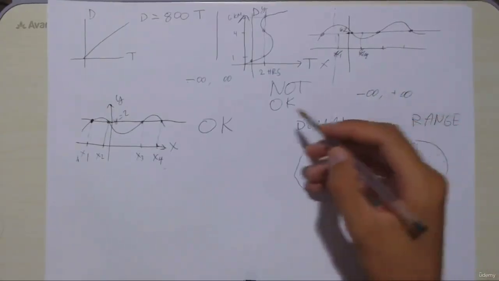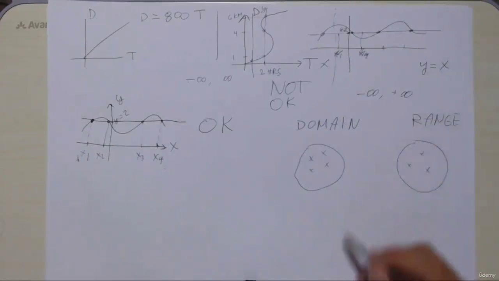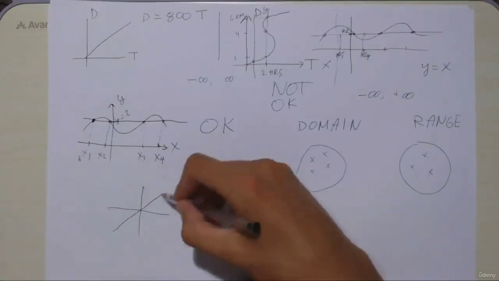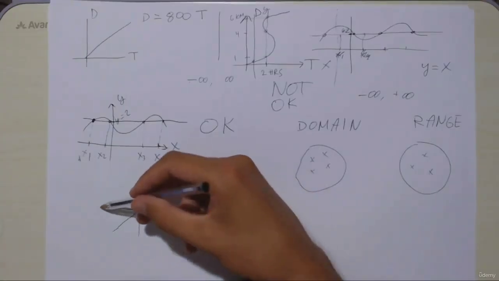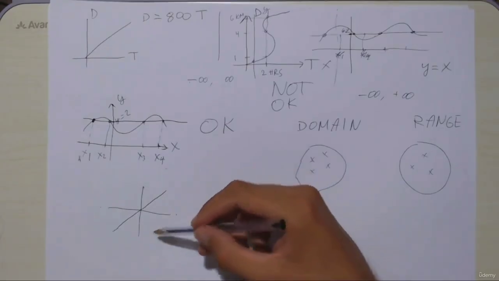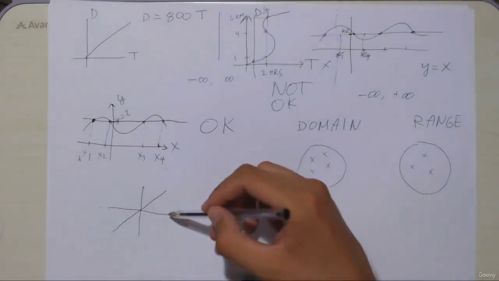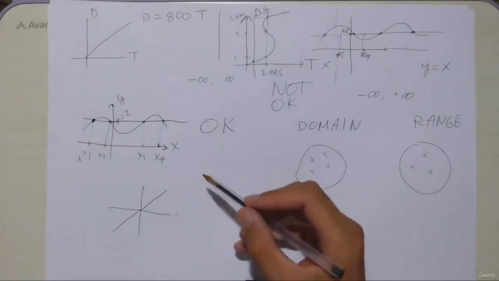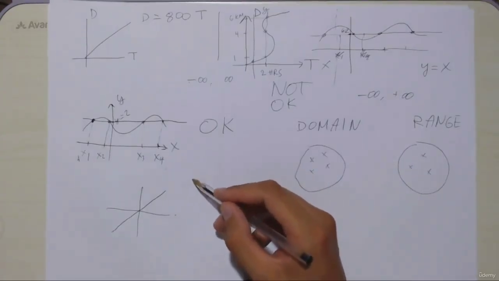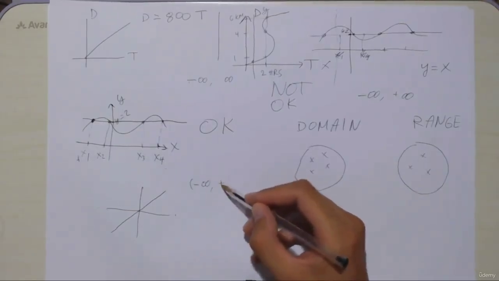Now, for some functions, the domain would be from minus infinity to plus infinity. Like, for example, with a function like y equals x. So you would have something like this. You would have a graph, and this graph would go from minus infinity to plus infinity. And also y would go from minus infinity to plus infinity because there is no reason that this graph would stop. In this case, you would say that domain goes from minus infinity to plus infinity.